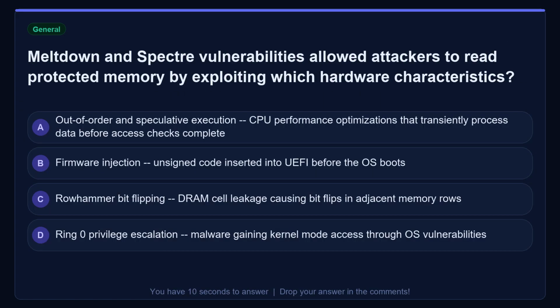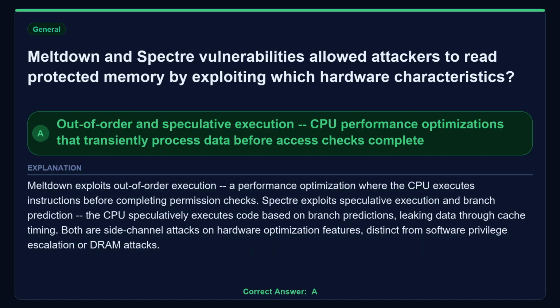Meltdown and Spectre vulnerabilities allowed attackers to read protected memory by exploiting which hardware characteristics? The correct answer is A, out of order and speculative execution, CPU performance optimizations that transiently process data before access checks complete.